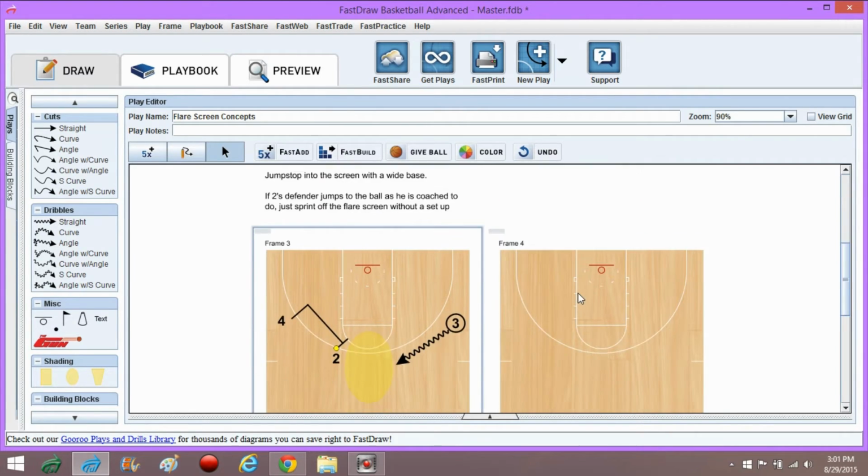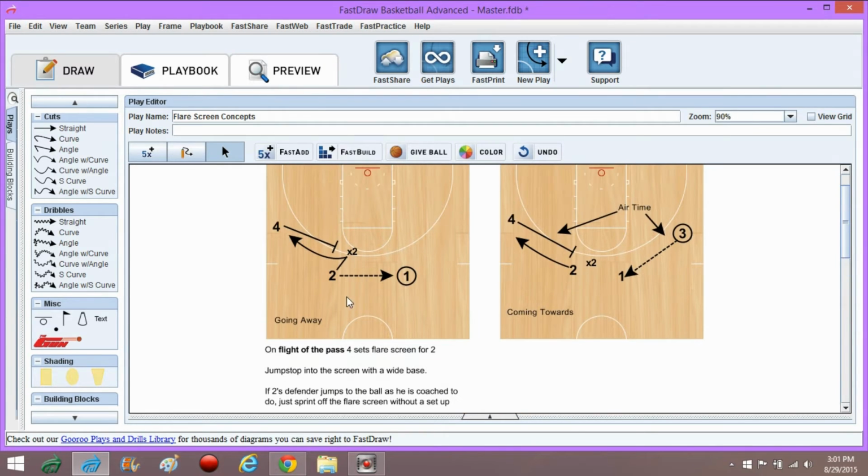Some tips for the cutter when receiving a flare screen. There'll be times when, as the ball is going away, the defender jumps to the direction of the ball and is in the passing lane in a deny stance. In that case, what I want the cutter to do is just go. There's no setup needed. 4 would come screen. 2, if you pass slot to slot, you see a man in the passing lane on the pass, just go right off the flare screen. No setup needed.